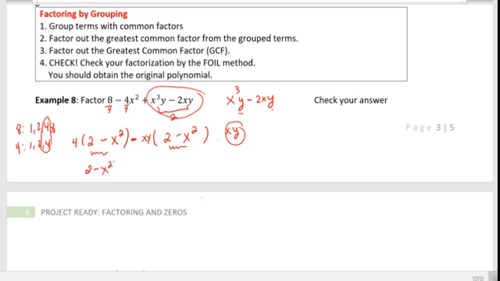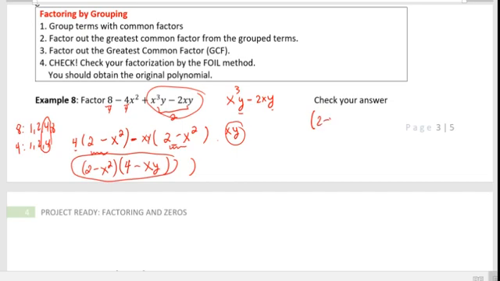So now notice that they have these two things in common. So I can factor out what they have in common, which is 2 minus x squared. And if I factor out a 2 minus x squared, I'm left with this 4 here. And if I factor out this 2 minus x squared, I'm left with a negative xy. And so this would be my polynomial in factored form.